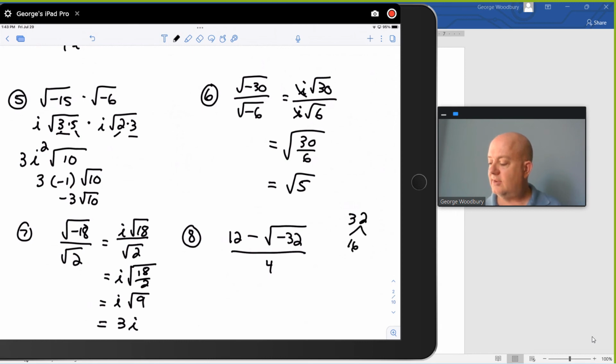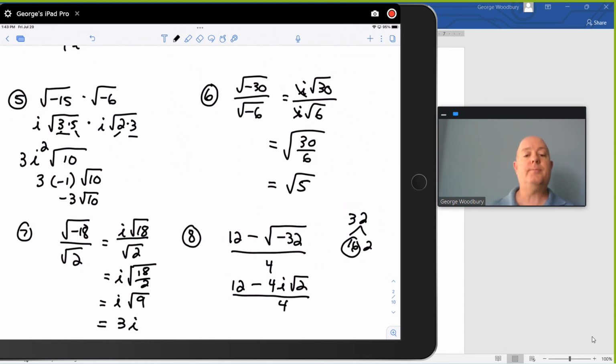So 32, I can rewrite that as 16 times 2. And that's a convenient factoring pair because I know the square root of 16 is 4. So that tells me I can take a 4i out of that square root. There's still going to be a 2 left inside. So first step, 12 minus 4i square root of 2 all over 4. Now there's a common factor of 4 that I can divide out of each term.